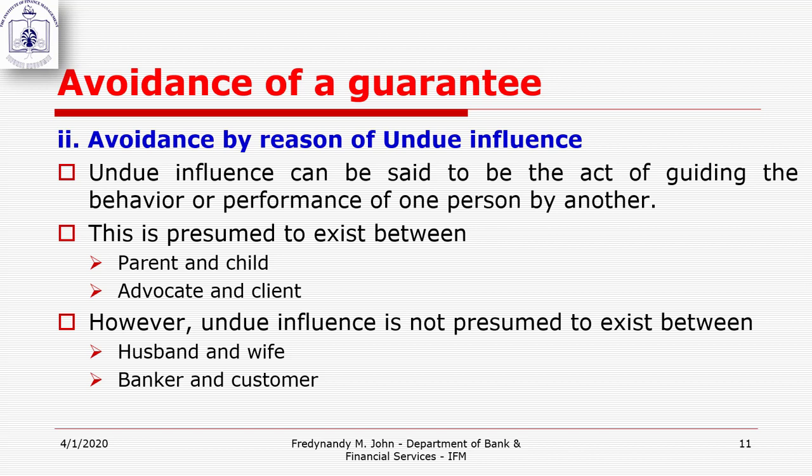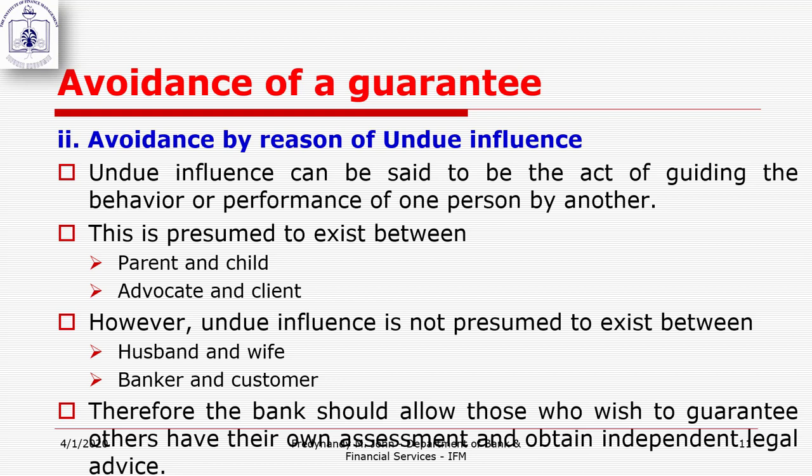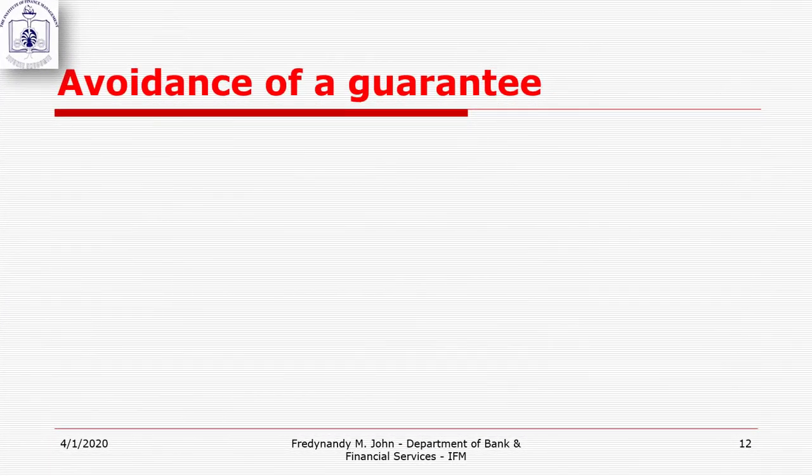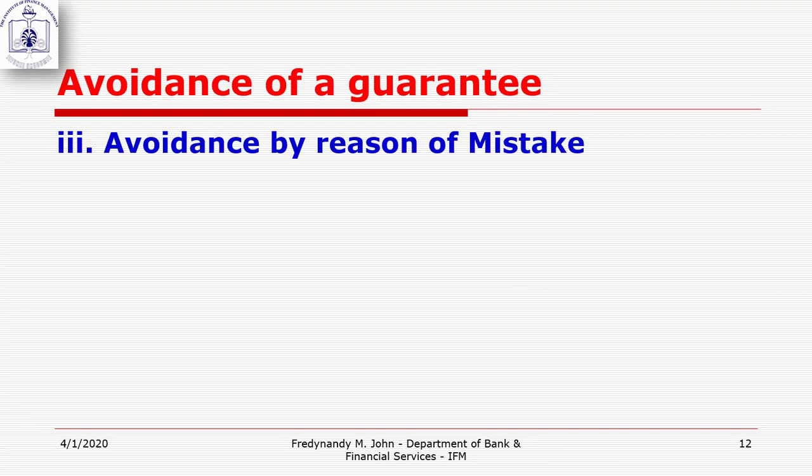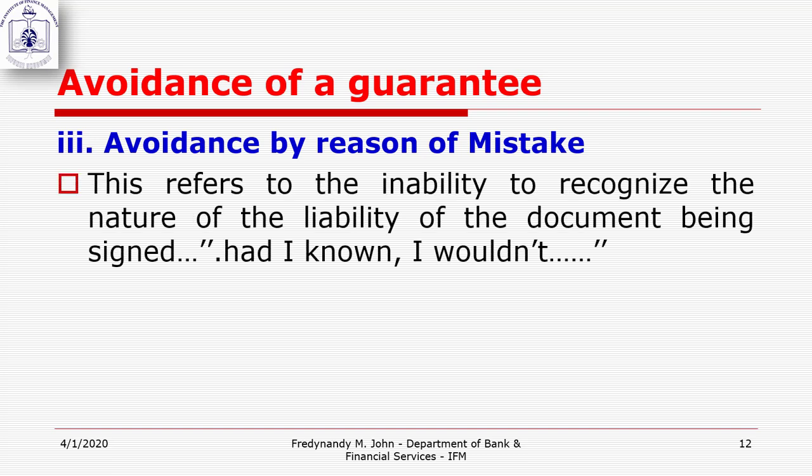In this setting now, a banker is supposed to let a guarantor seek independent legal counsel before he could sign the guarantee contract. So it is very, very important for a banker to ensure this. A guarantee can as well be avoided by reason of a mistake. That is, if the guarantor did not really comprehend what they were getting into when signing the document.